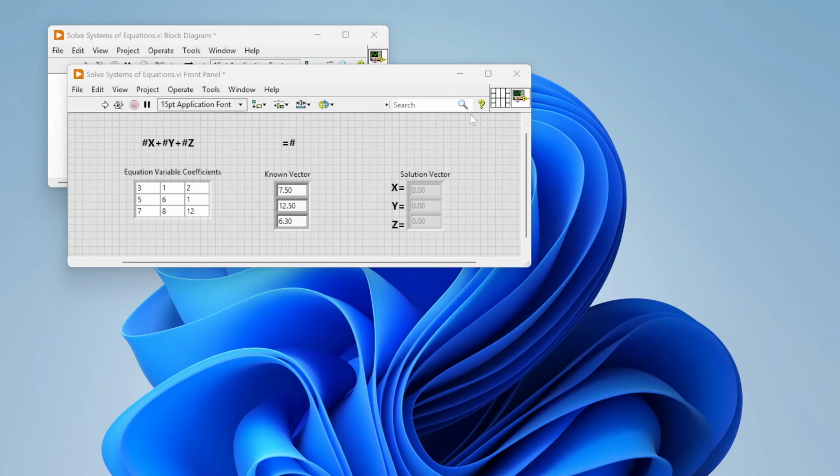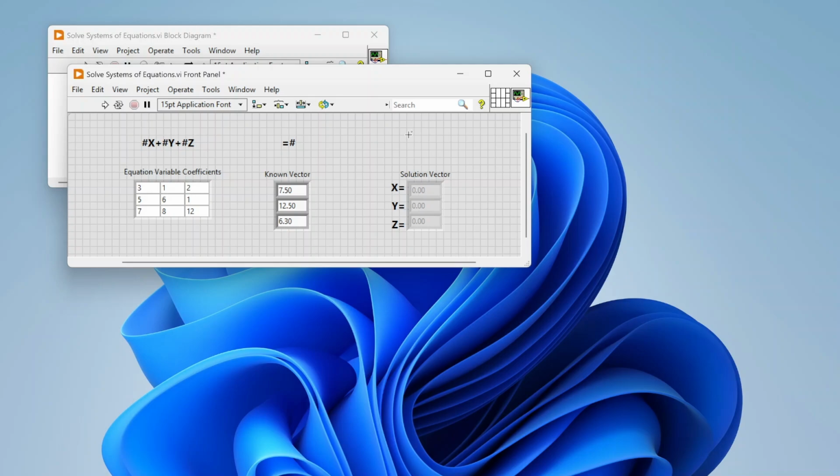Hey everybody, today I just want to do a quick video on solving systems of equations in LabVIEW. A lot of us LabVIEW users are engineers, so we've gone to school for engineering, whether that be electrical engineering, mechanical engineering, or some other engineering trade. A lot of others are physicists, scientists, in which case you're also learning this stuff. So how do I solve systems of equations?